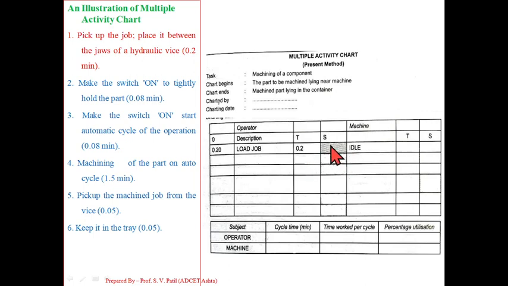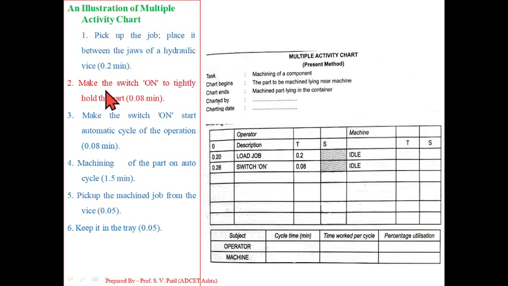In the symbol column we are supposed to draw the hatching lines, that is 45-degree parallel lines. As far as the machine is concerned, the machine is idle during that time. There is no activity performed by the machine, so this portion will remain vacant.